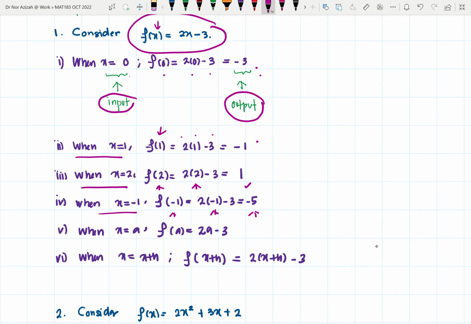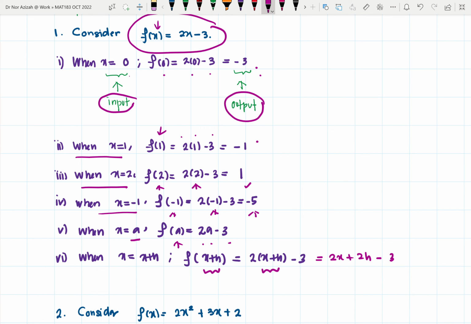What happens now when x equals a? Not a number, but a. You just replace x by a here, then you will obtain 2a minus 3. Okay, class? Now look at when x equals x plus h. Replace x by x plus h, so it equals 2 times (x plus h) minus 3. When you simplify this, you will get 2x plus 2h minus 3.